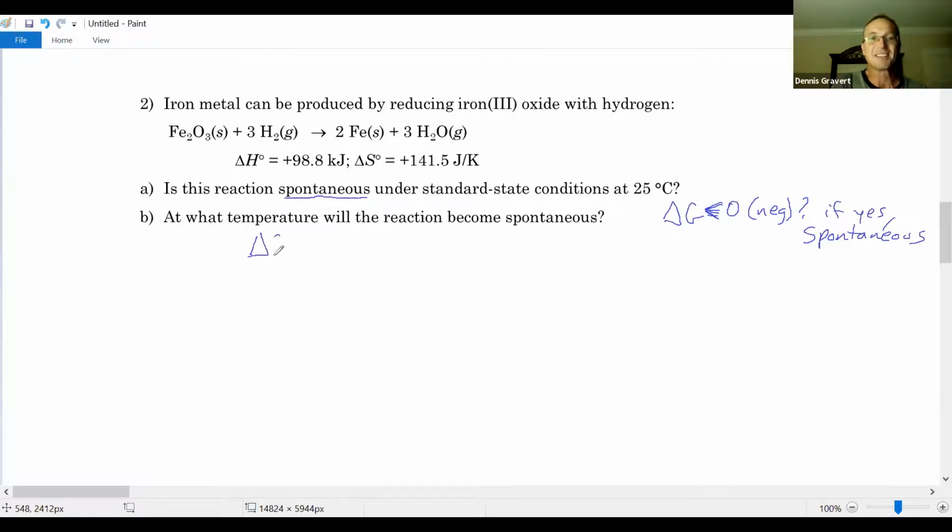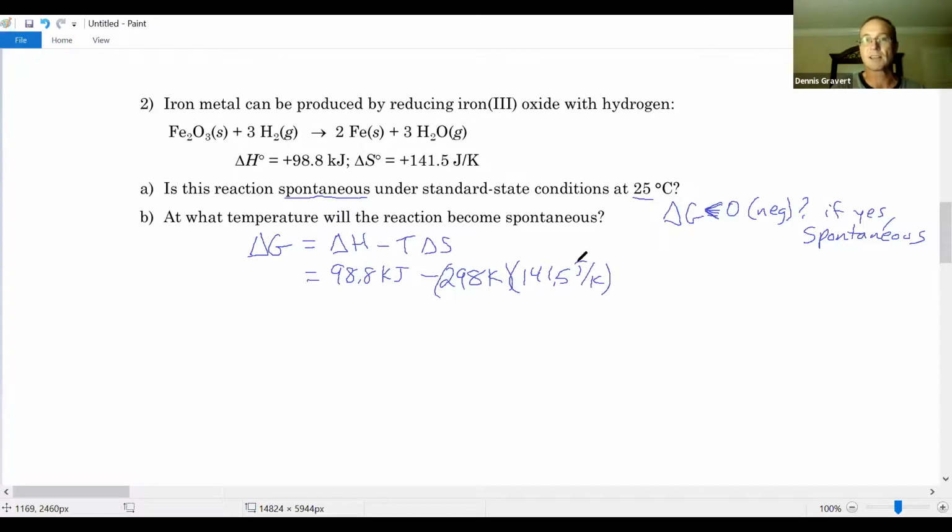So how do we calculate delta G, Gibbs free energy? It's delta H minus temperature times delta S. We've got the H, it's a positive 98.8 kilojoules. Gotta watch those units. Temperature, what are you? 25, standard conditions, which is 298 Kelvin, times S, positive 141.5 joules per Kelvin. Good, my Kelvins cancel out, leaving me with joules. The minus sign is still there. This is number 6. So I got a 42,167.5.